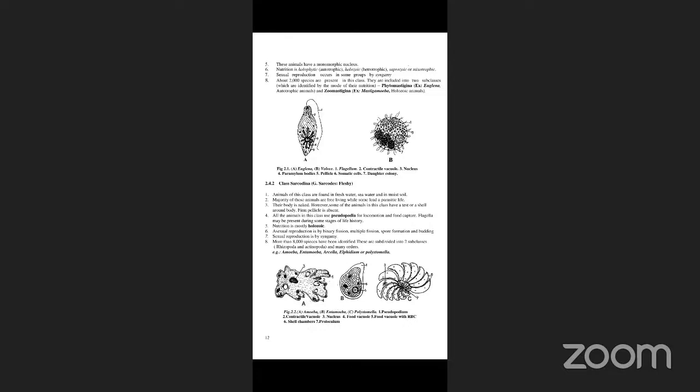Asexual reproduction is by binary fission, multiple fission, spore formation or budding. Sexual reproduction is by syngamy, which is a fusion. More than 8,000 species are identified. They are subdivided into two subclasses, Rhizopoda and Actinopoda. Examples of Sarcodina are Amoeba, Entamoeba, Arcella, and Elphidium or Polystomella. In the case study, we are studying Elphidium.